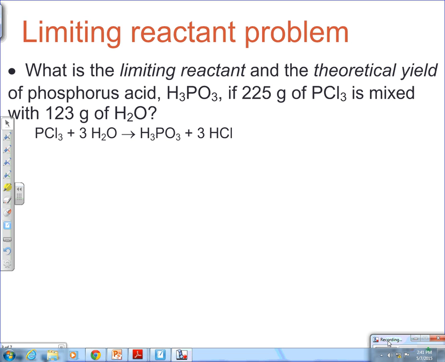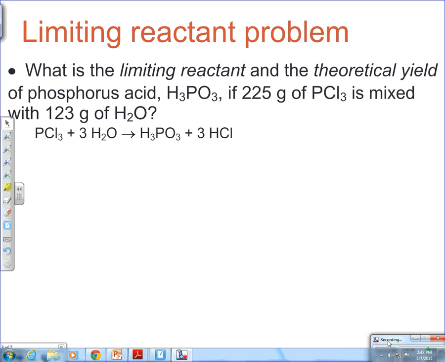The limiting reactant is the reactant that runs out first. So our job in this type of problem is to figure out which reactant runs out first and is the limiting reactant, and then theoretically how much product could be yielded. So let's take a look at this problem.